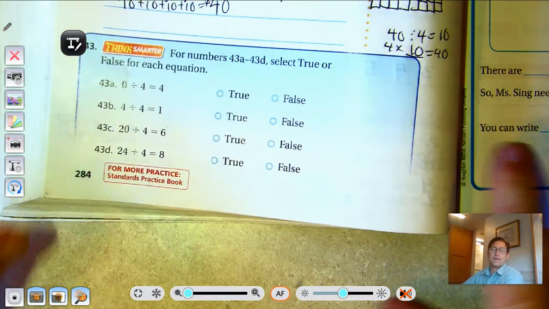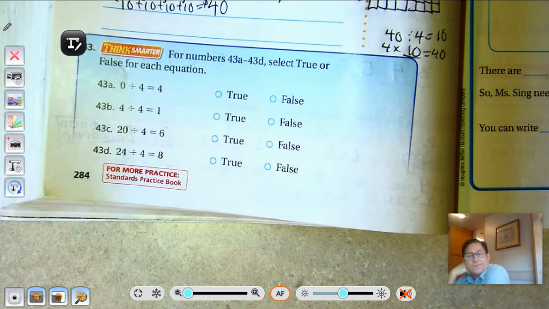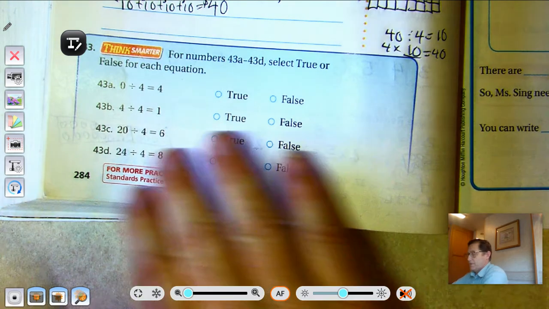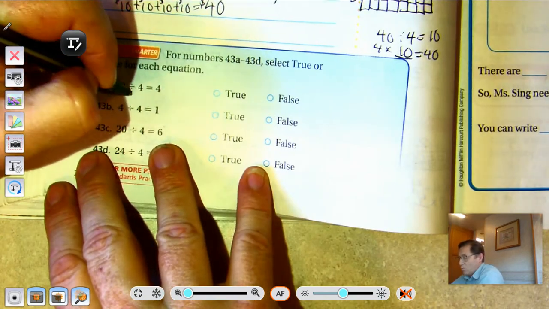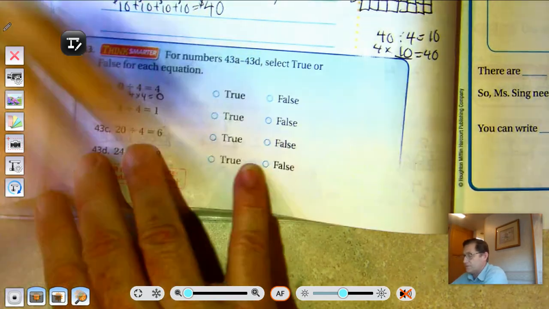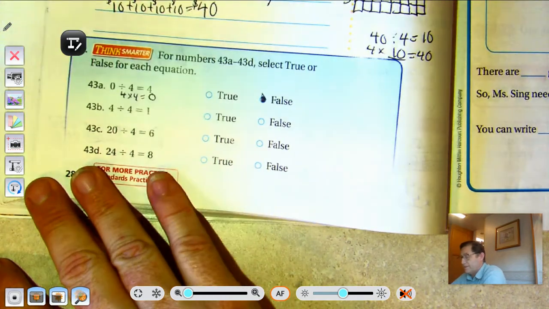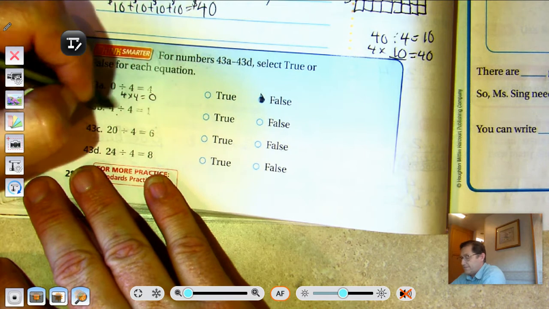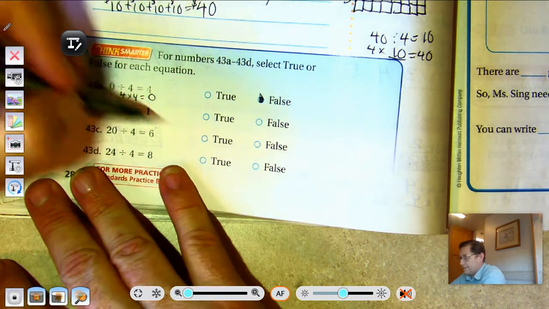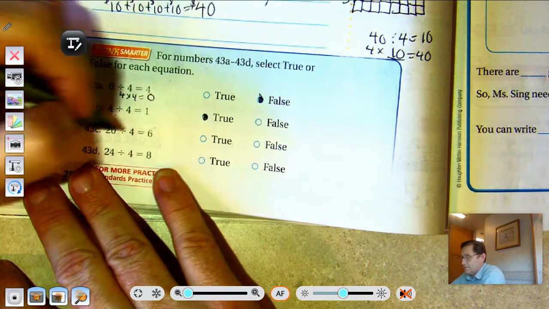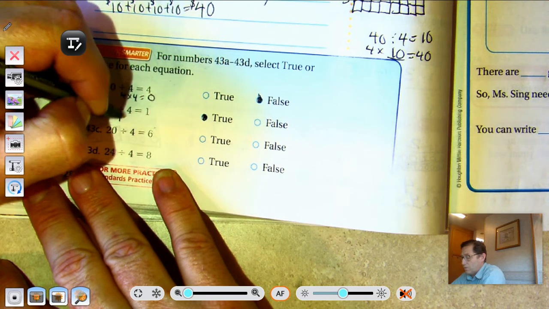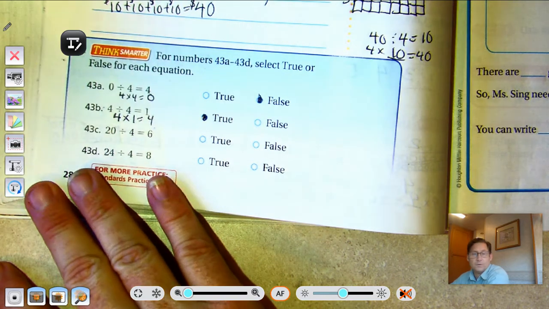And 43. For 43a through 43d, select true or false for each equation. Is 0 divided by 4, 4? No, because this means 4 times 4 equals 0. That's not true. False. This means 4 divided by 4 is 1, yes, because any number divided by itself is 1. The multiplication problem would be 4 times 1 equals 4, and that's true.